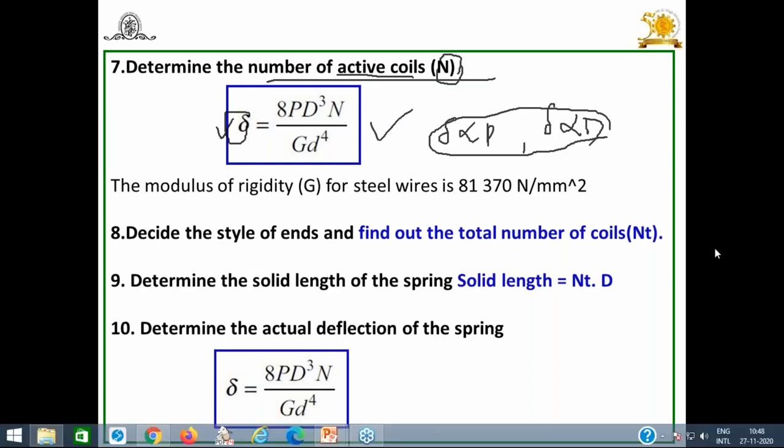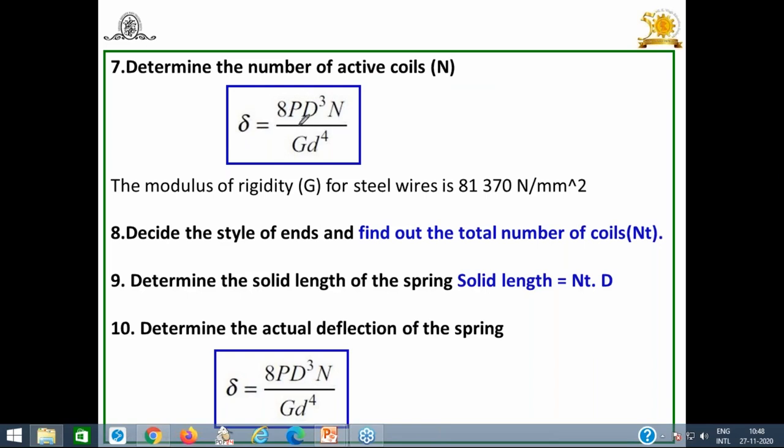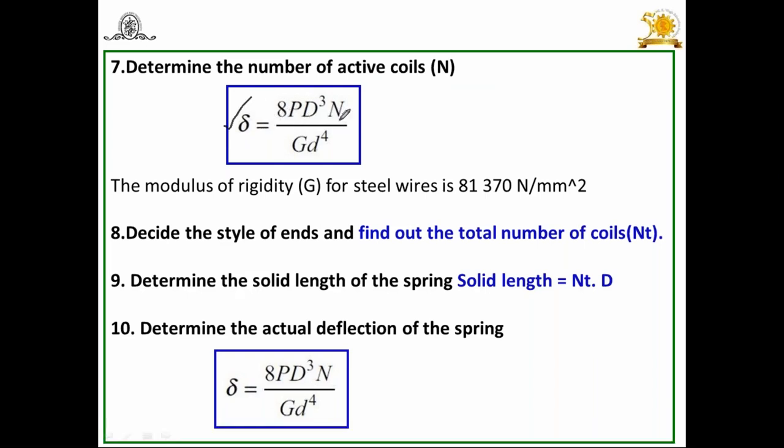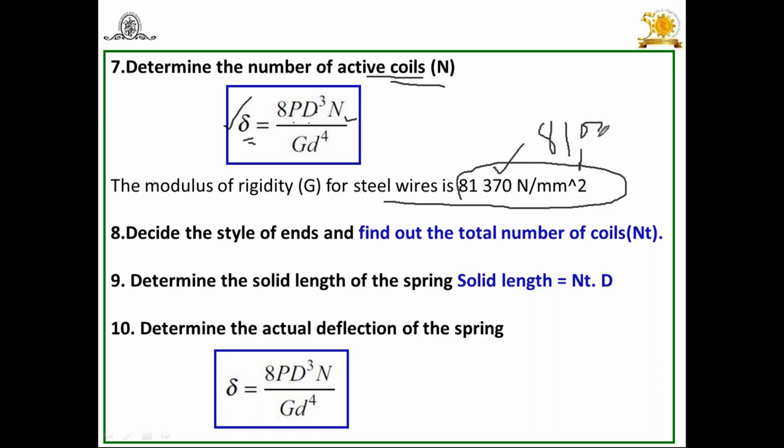By using this load deflection equation, you know very well, delta is equal to 8PD cube N upon G d raised to 4, where delta is the deflection, P is the force, D is the mean coil diameter, N is the number of active coils, and G is the modulus of rigidity. For a steel wire, its value you have to take as 81,370. If you don't know, you can take 81,000, no problem. It is in Newton per mm square.